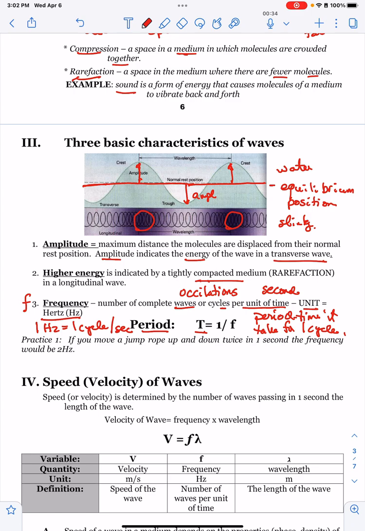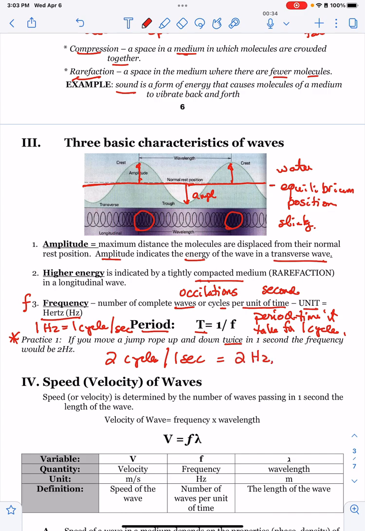So let's do a quick practice. Practice 1. If you move a jump rope up and down twice in 1 second, the frequency would be 2 hertz. Let's talk about how that is. If you move a jump rope up and down twice, that means 2 cycles in 1 second, which equals 2 hertz.